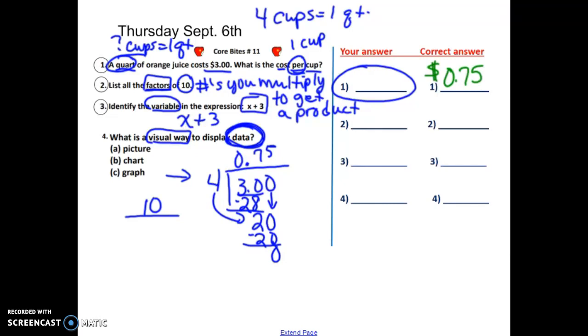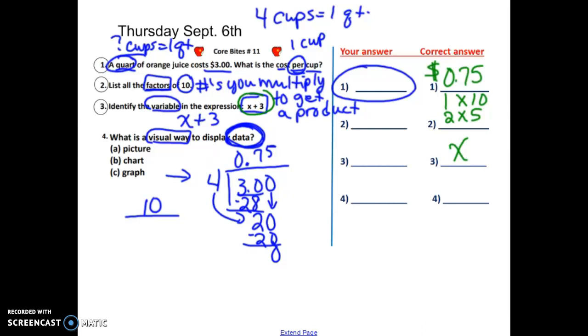Number 2, hopefully you wrote down 1 times 10 and 2 times 5. Those are the numbers, those are the factors of 10 because 1 times 10 is 10 and 2 times 5 is 10. If you missed that one, go back and correct or make sure that you have the correct answer in this blank. Number 3, you should have chosen the x, that is the variable. A variable is a letter of the alphabet that is standing in the place of a number. So in this expression, x is the variable.